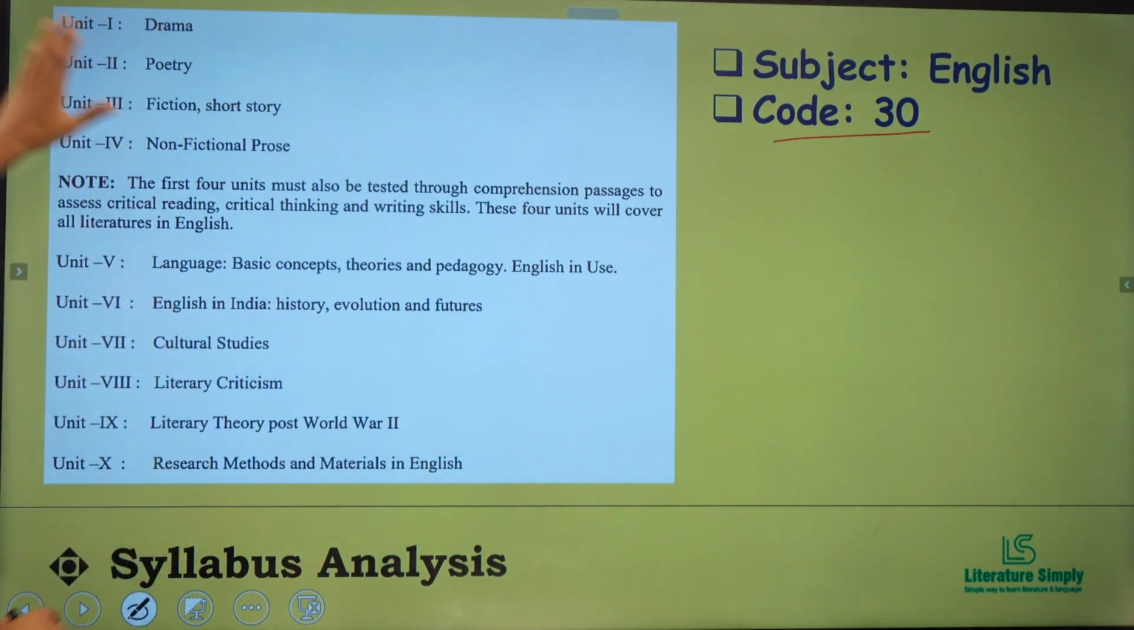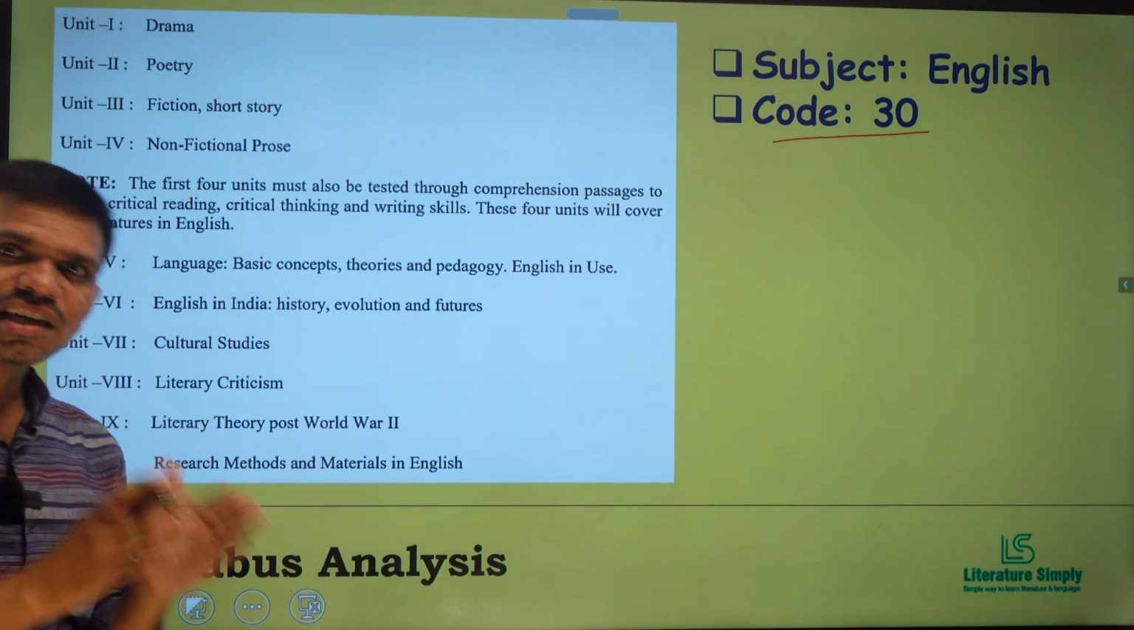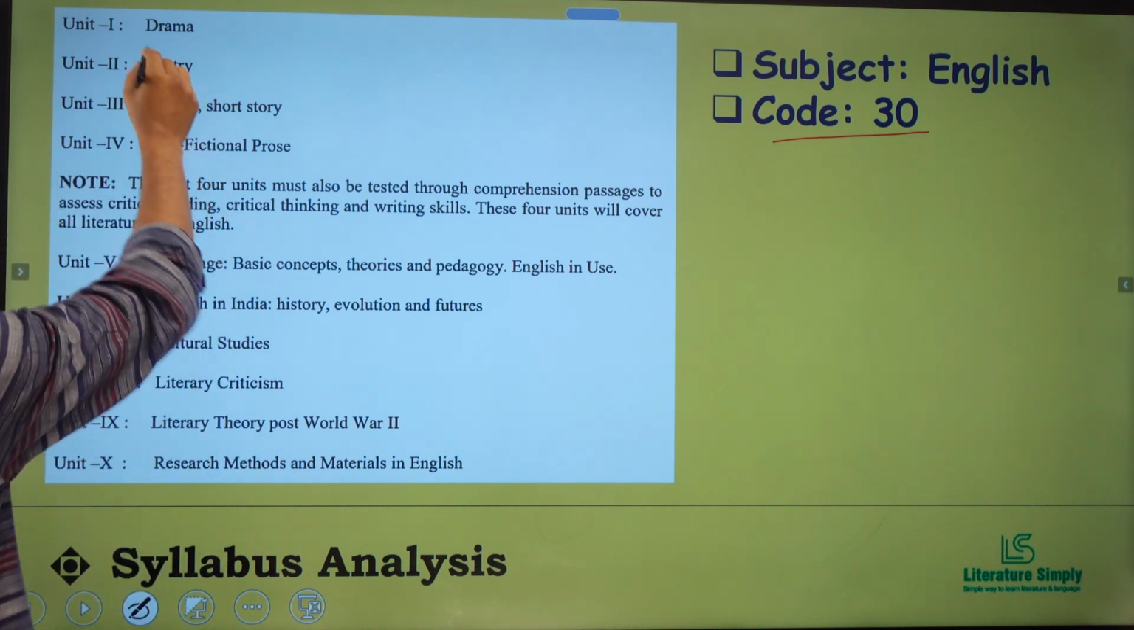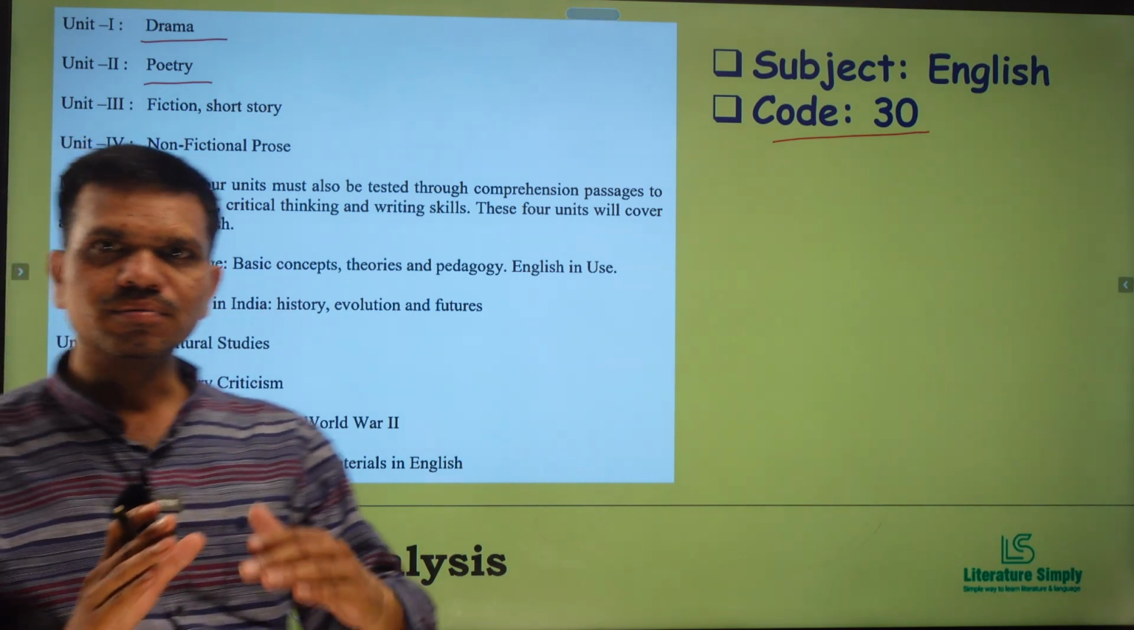Now here you see the syllabus of English. Very first we find that there are 10 units, unit 1st to 10th, and every unit is unique, and we have to study all these units in depth. The first unit is drama, the second is poetry.